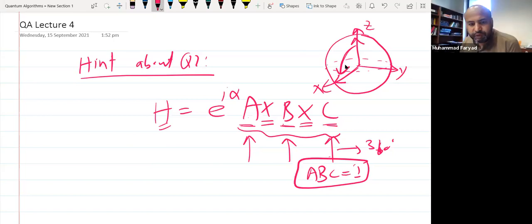Yes, yes, there's no, I would say, methodical way of coming up with ABCs for any of the gates.